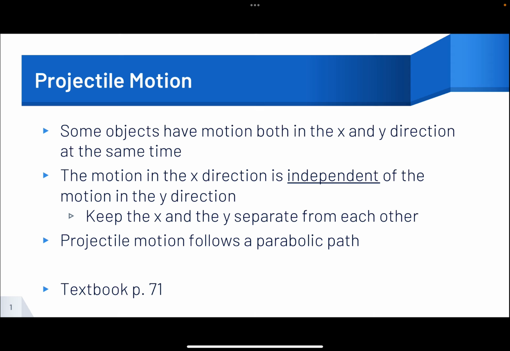So when we think about this motion that's taking place in both the x and the y direction, we have to keep the two coordinates separate from each other. So any speed we have that's affecting our movement in the x direction is completely independent from our speeds affecting our movement in the y direction. So we have to keep the two separate.